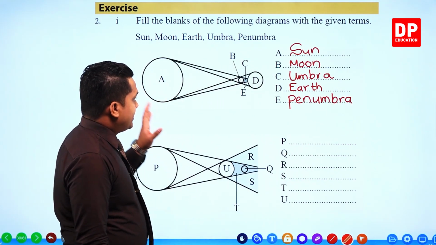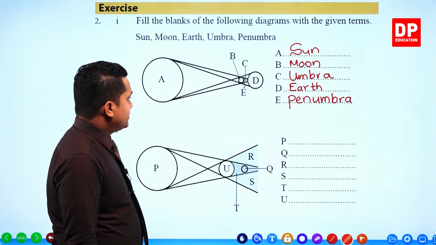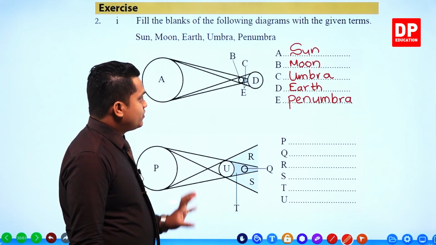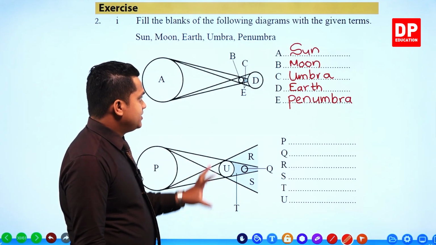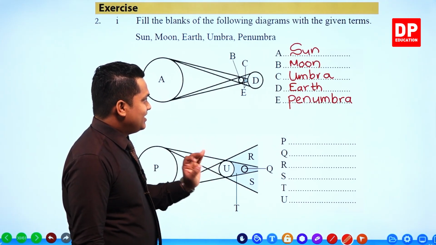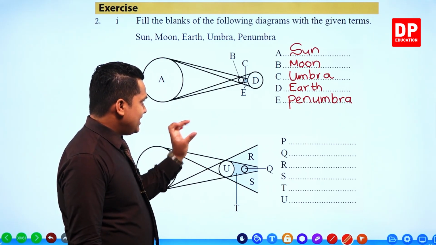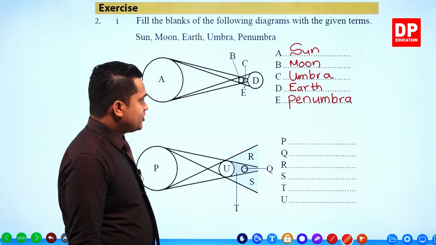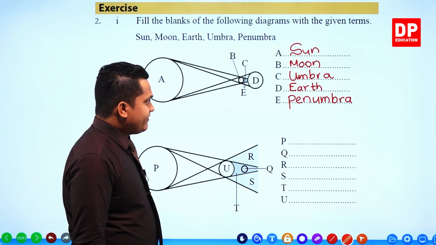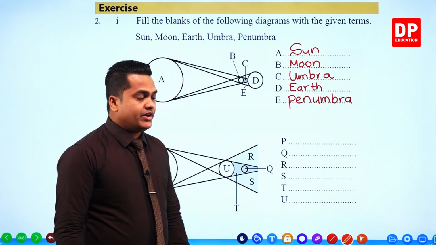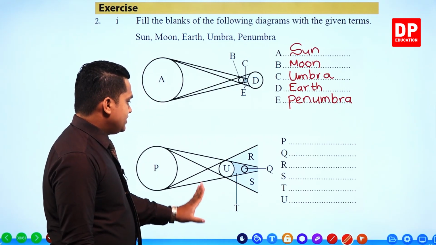So once again, A is the sun, the largest object. B is the moon, the smallest one of the 3 objects. D is the earth. Area C refers to the umbra region. Area E refers to the penumbra region. Okay, umbra and penumbra. Then the second figure.